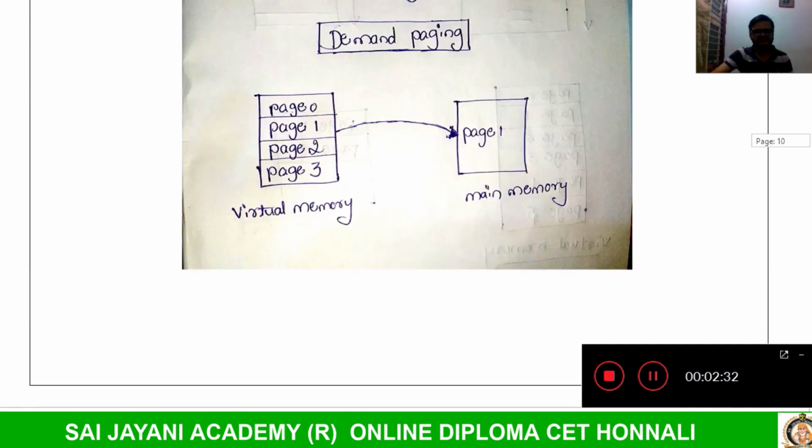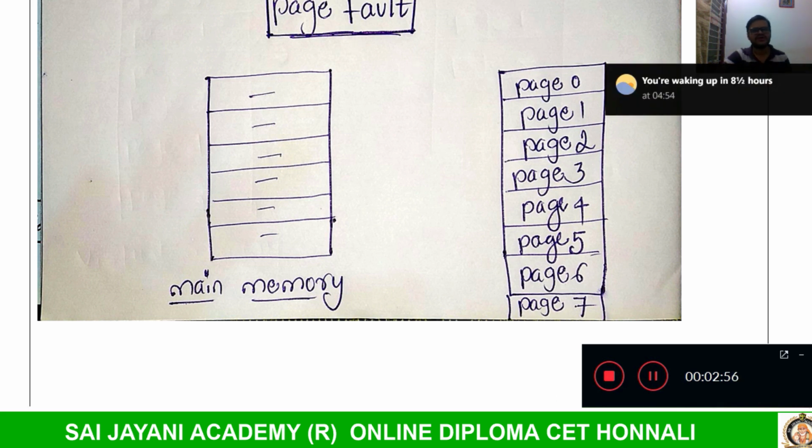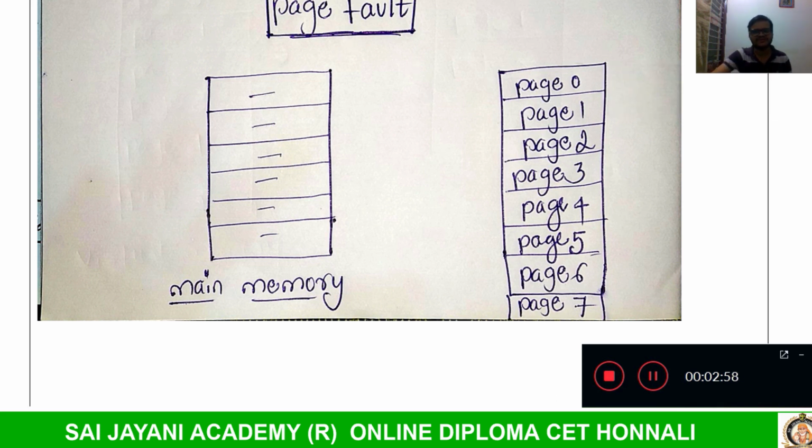That means the page fault occurs whenever a program is not present in the main memory in the form of pages. So the fault notifies the operating system that the program must be loaded into the main memory in the form of pages from the virtual memory. Okay, this is the concept of page fault.